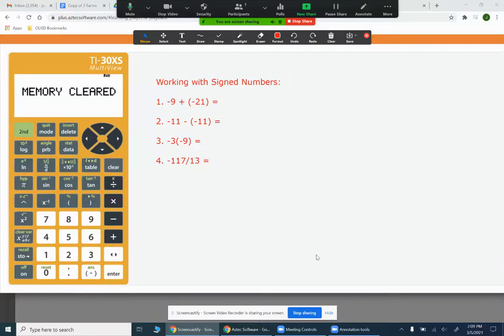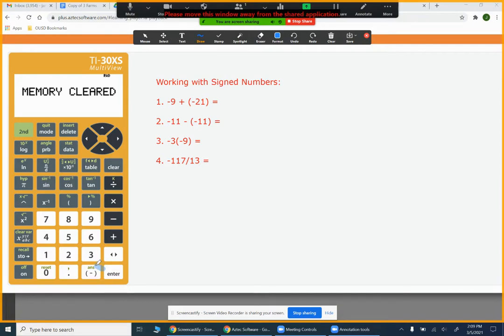Hi everyone. I want to go over how to work with signed numbers in the calculator. Whenever you're putting a negative sign, you want to select this button here. It's next to the enter button, to the left of the enter button. That's the negative sign. The minus sign or the subtraction sign is not a negative sign. So whenever you want to put in a negative number, we press that button first.